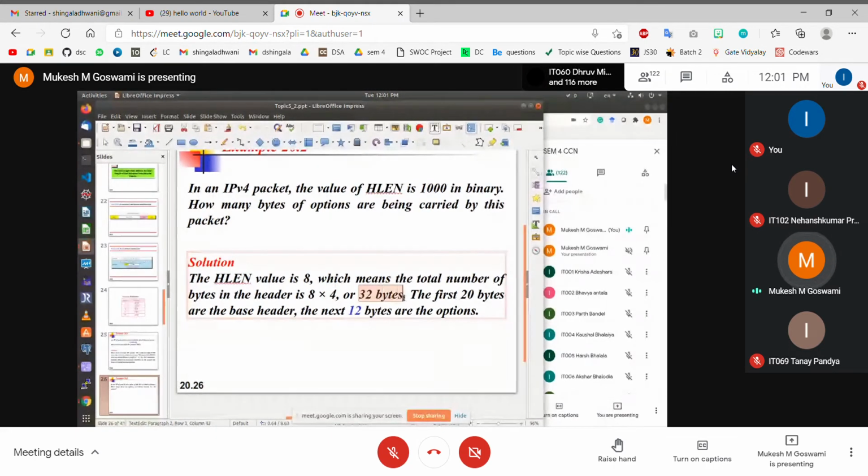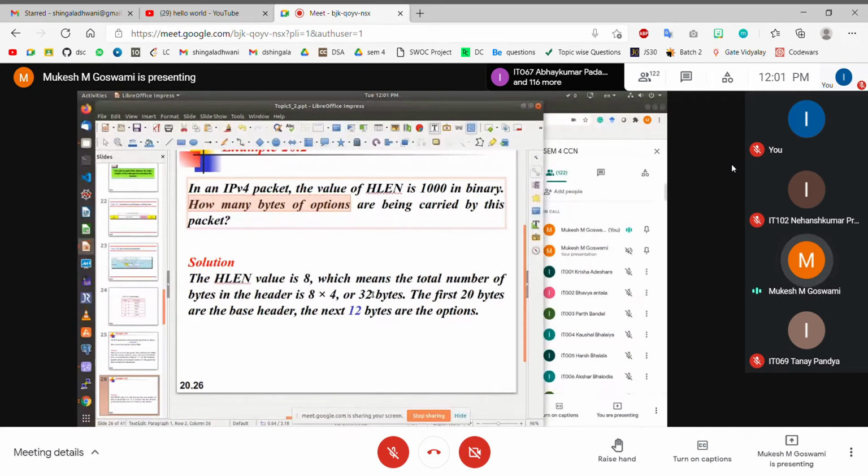So 32 bytes is going to be the number of bytes in the header, or the length of the header. When you have a 32-byte header, we already know that out of these 32 bytes, 20 bytes are going to be the compulsory part of the header, and all remaining bytes are going to be the optional part of the header. So what we are asked here is to find out how many bytes are used for the option field.